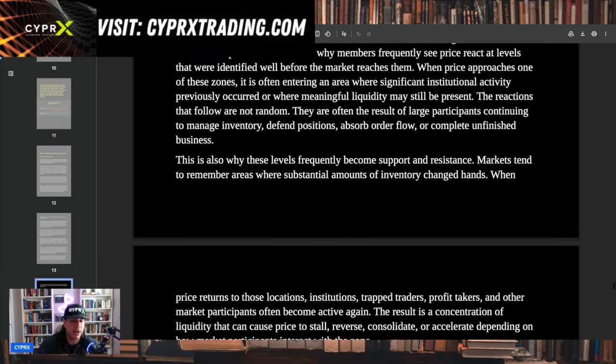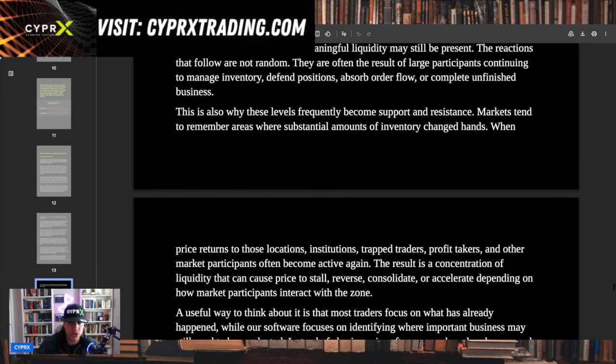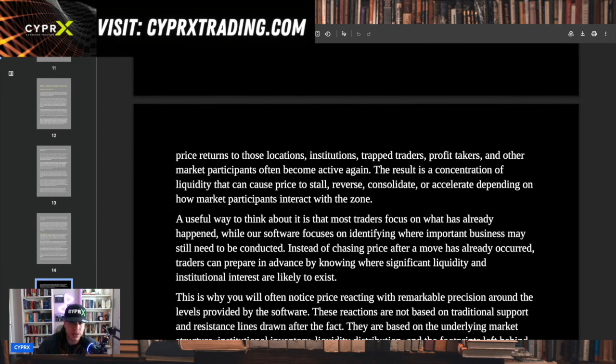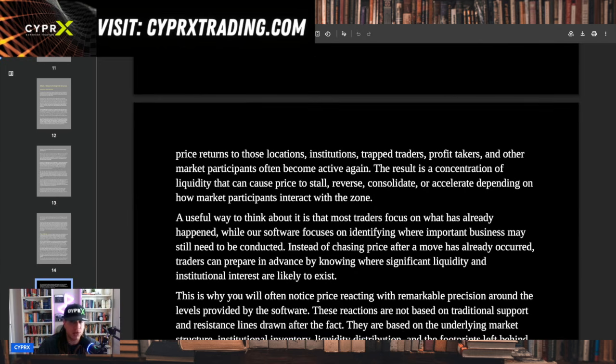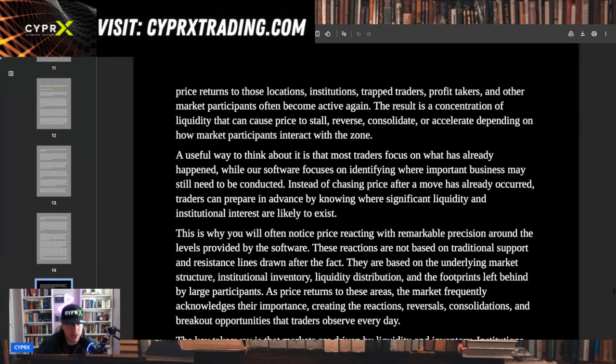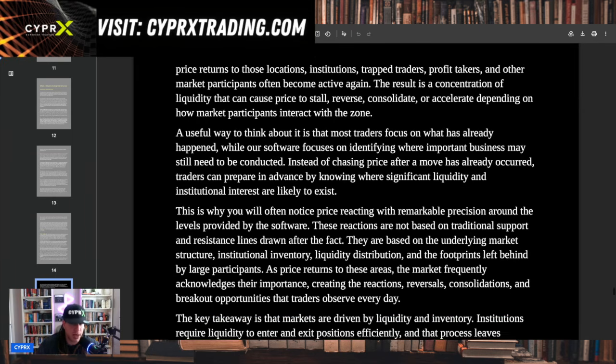Markets tend to remember areas where substantial amounts of inventory change hands. When price returns to those locations, institutions, trapped traders, profit takers, and other market participants often become active again. The result is a concentration of liquidity that can cause price to stall, reverse, consolidate, or accelerate depending on how market participants interact with the zone.